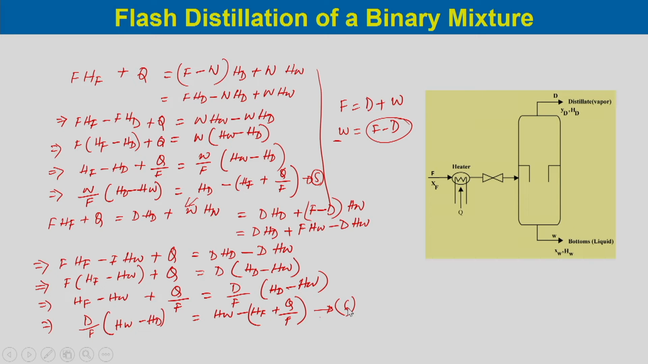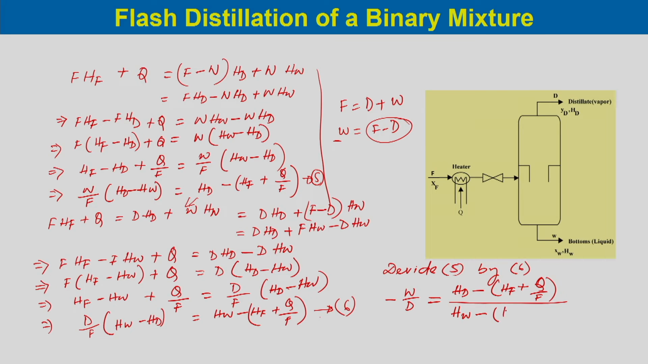Now, if we divide equation 5 by equation 6, you will essentially obtain minus W by D equal to HD minus HF plus Q by F, divided by HW minus HF plus Q by F. Say this is equation 7.